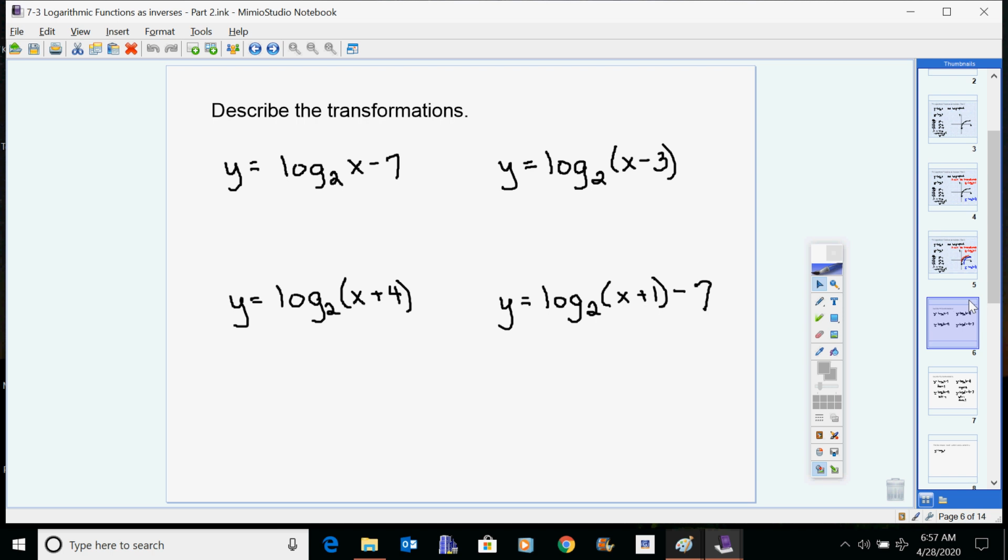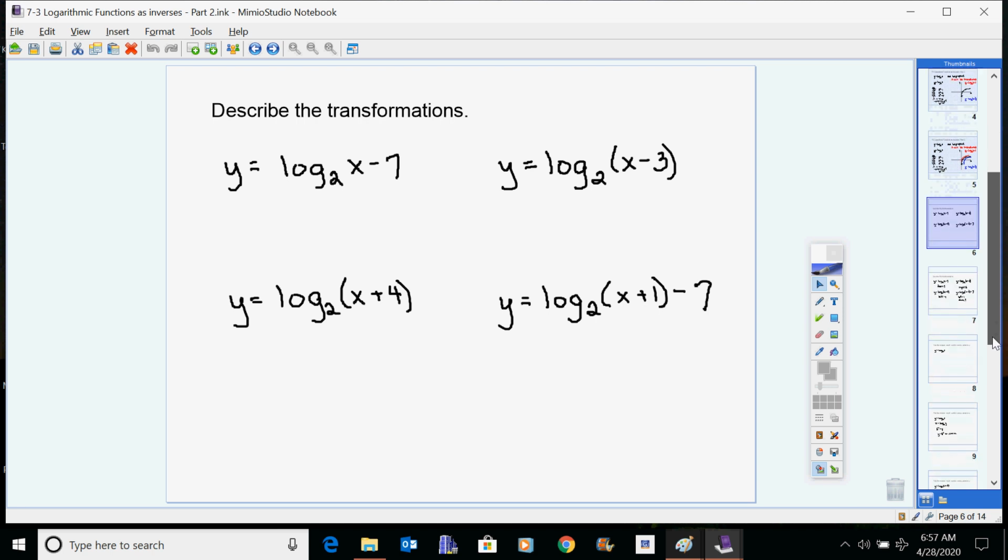Okay, so that means that if you're asked to describe the transformations and not necessarily produce a graph, you just look at what it's doing, just like we've been doing all year, and you analyze what's happening with these different changes to your basic log base 2 function. So here, we've got the 7 hanging out outside here. I think you should probably try to anticipate the answers before I say them. Okay, this one will tell you to go down 7. This one will tell you right 3. This one will tell you left 4. And this will tell you left 1 and down 7.